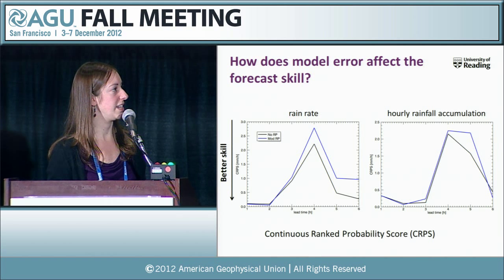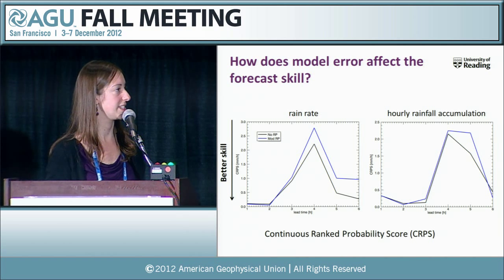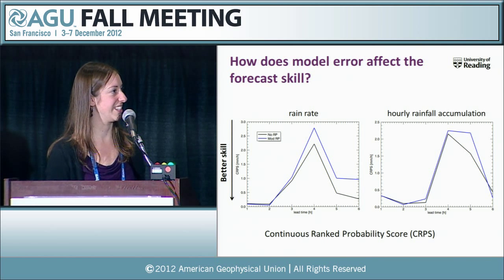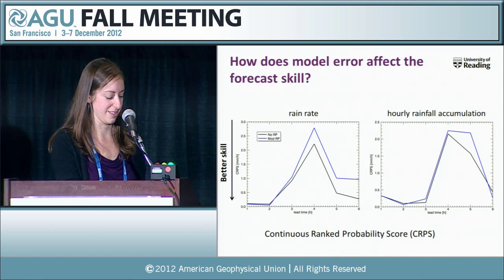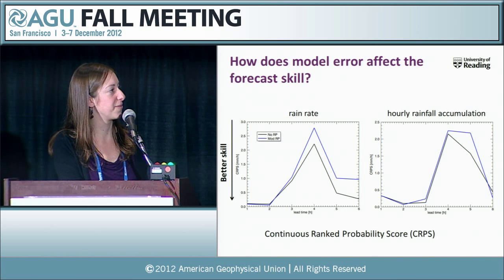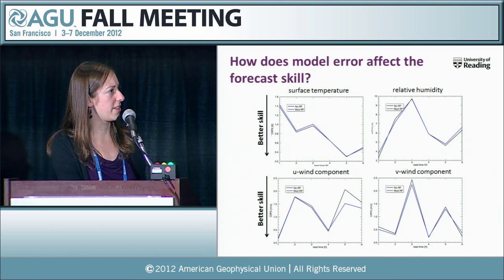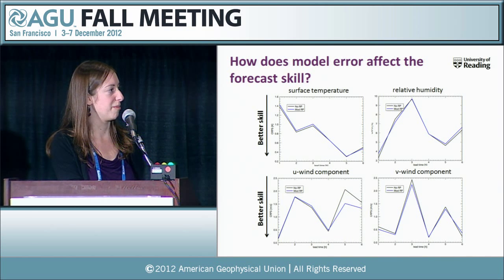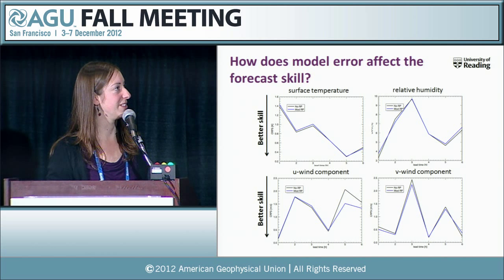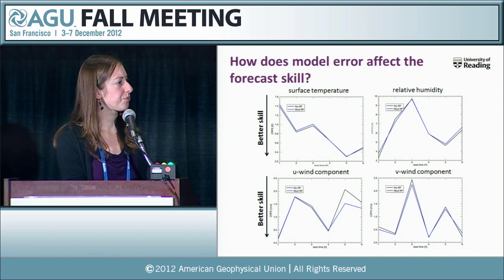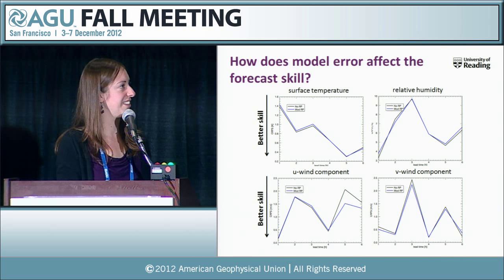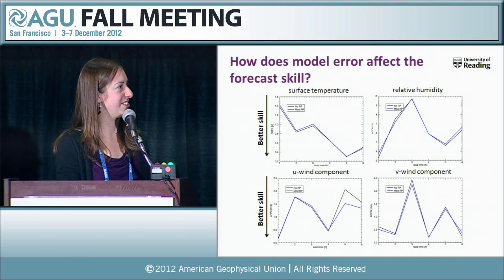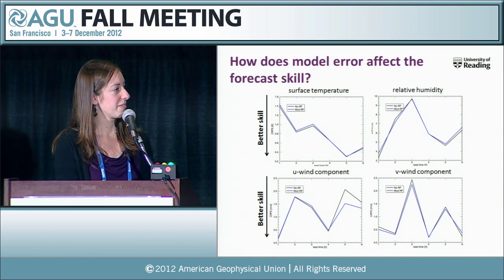So what you can see from these, which I think is related to the previous slide, is that adding this representation of model error is actually reducing the skill of the forecast in terms of rain rate and rain accumulation. For other variables, it has very little effect, which is good in that we're not reducing the forecast skill. Interestingly, in this particular case, the skill of the surface temperature is actually increasing with time.